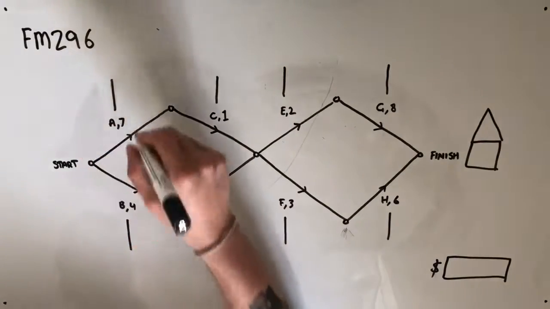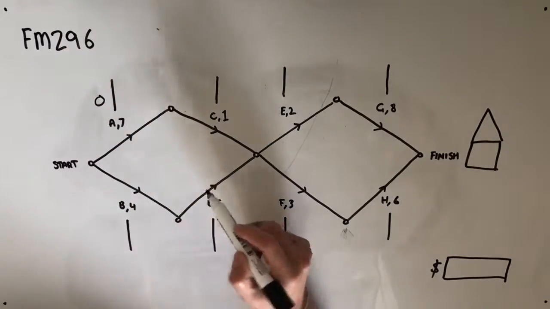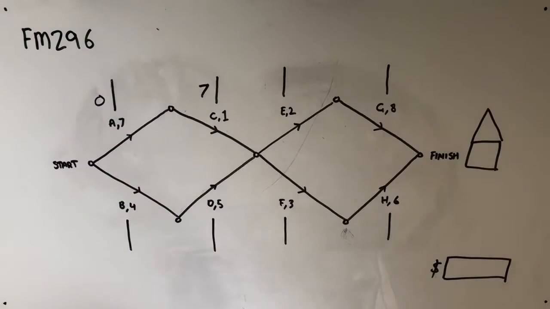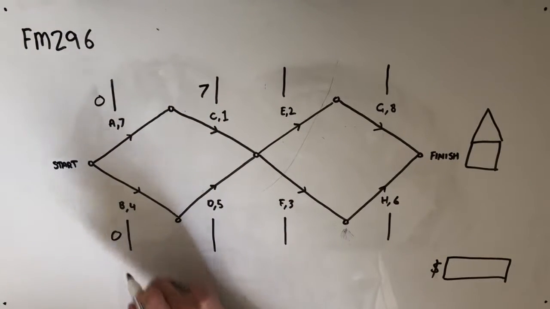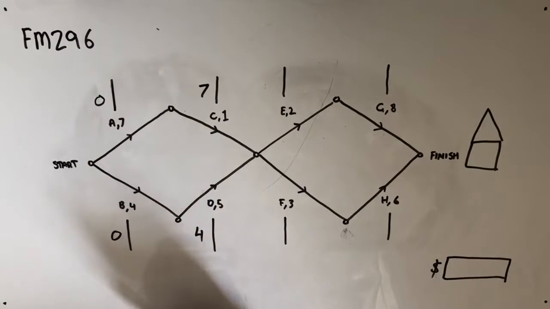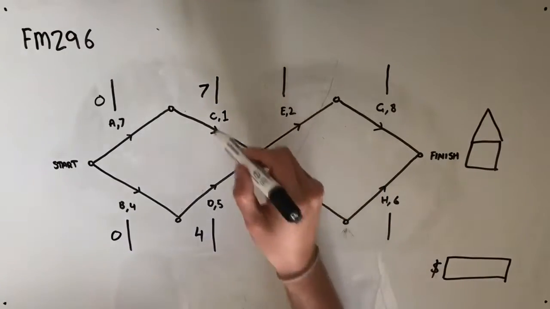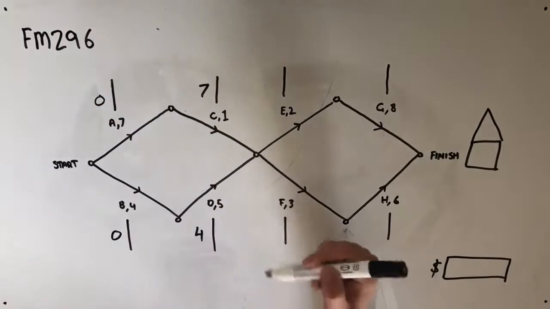So we'll start with A. A is going to have an earliest starting time of 0, and then because A will take 7 days, C will have an earliest starting time of 7. B is also going to have an earliest starting time of 0, and because it takes 4 days, D has an earliest starting time of 4. Now, to look for the earliest starting time of E and F, we're going to have to compare the two completion times of this path here and this path there.